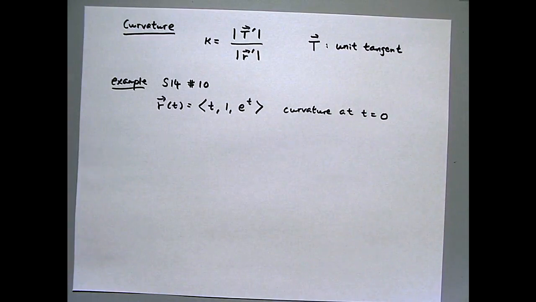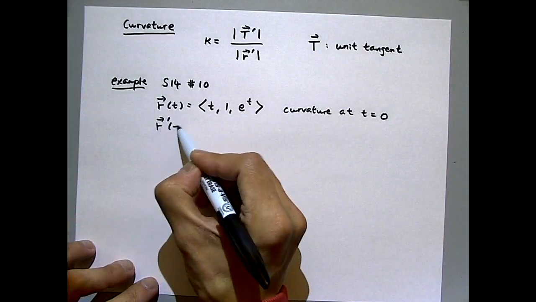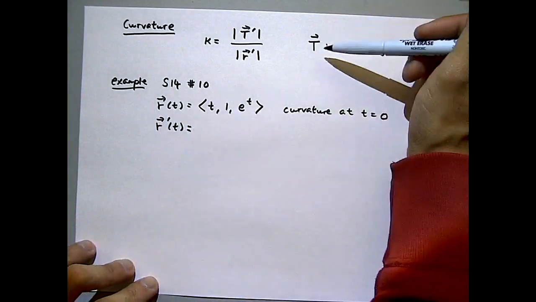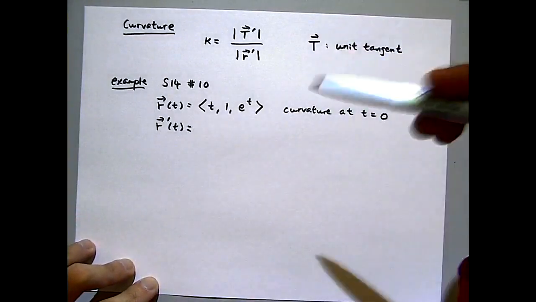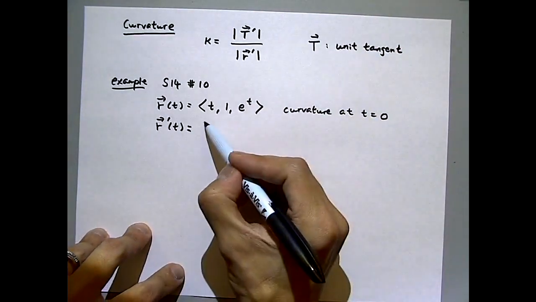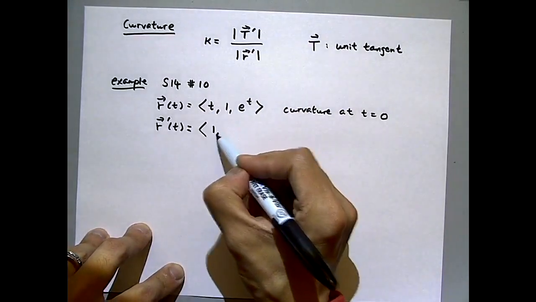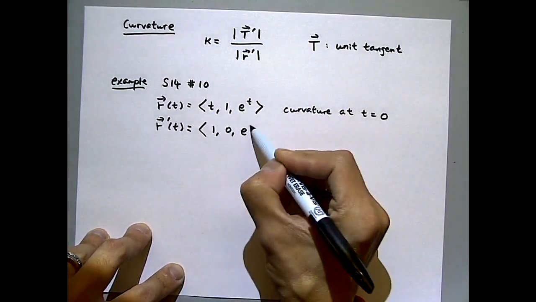The curve is t, 1, e to the t, and we want to find the curvature at t equal to 0. This is the key here, right? You find this, you find T prime, then the rest of this is very simple. So let's get to T first. R prime is 1, 0, e to the t.